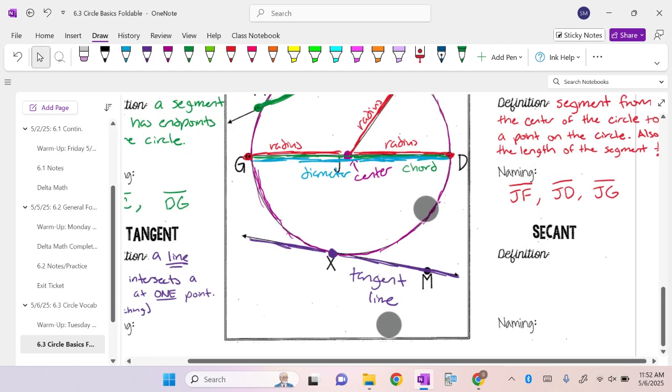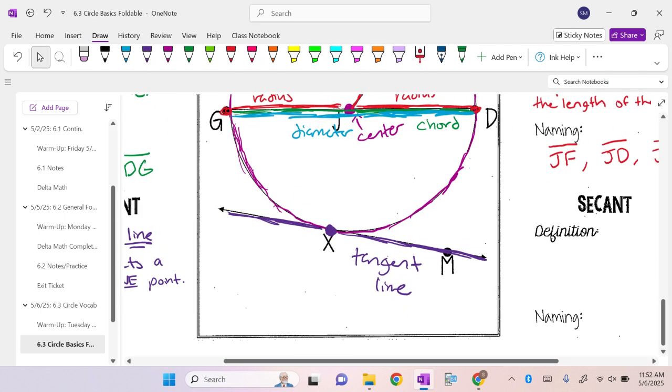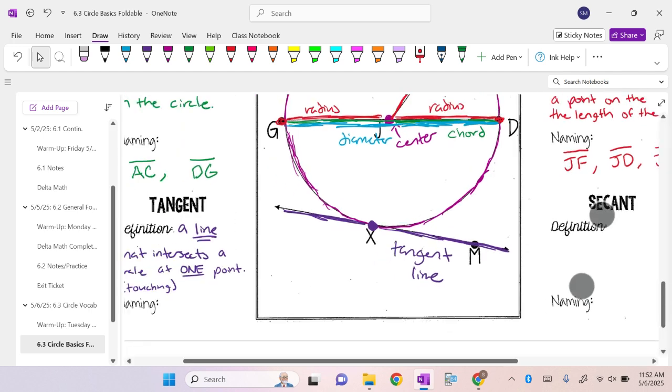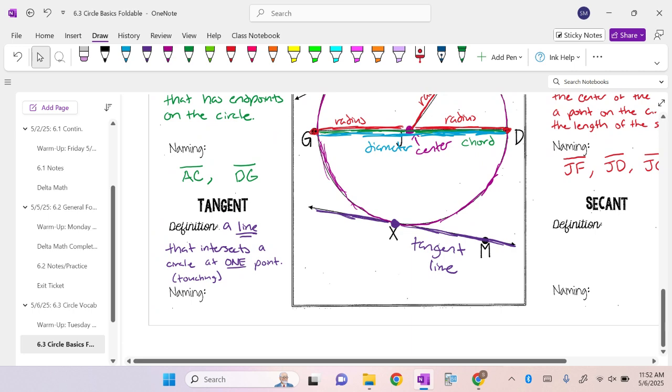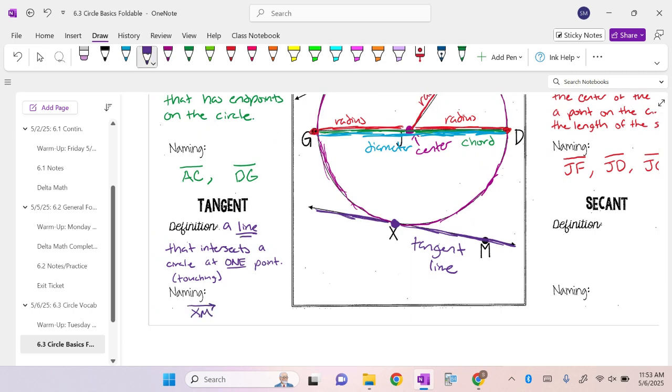So if you look and see, it actually doesn't go into the circle. All right. It just very lightly brushes up against it and intersects at that one point. No other value on that line will go into the circle or hit the circle. It's just that 1 point X. So the way we would name this is XM, but then instead of a line, we put a line with arrows on the end. That represents that it's a line, not a line segment.